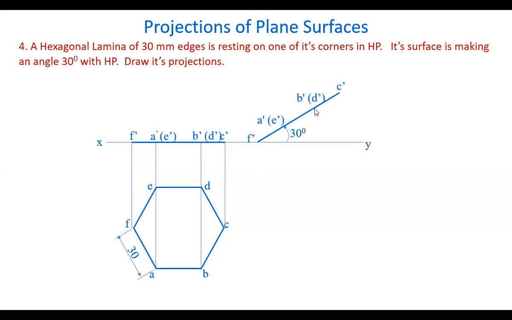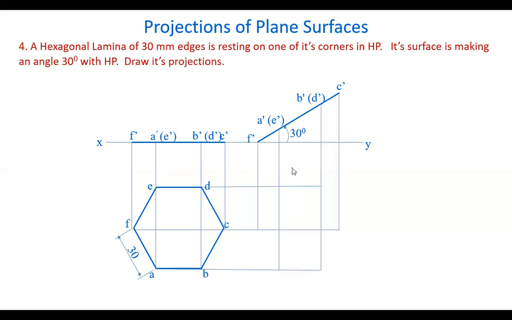So this is the front view. Draw projectors from all these points and draw horizontal lines from these points. The intersection points are marked here and join all the points by straight lines. So this is the final top view. So this is the final front view. This is the final top view.